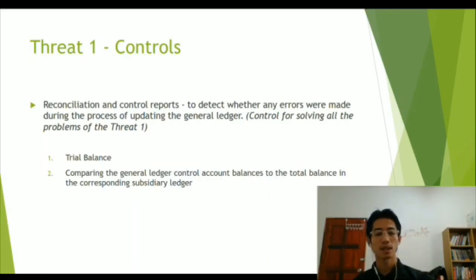The balance posted to the general ledger control account is different as compared to the subsidiary ledger, which will be transferred to the general ledger control account. So it means that it is inaccurate, or there might be some error during updating the general ledger control account. So that's how it works.